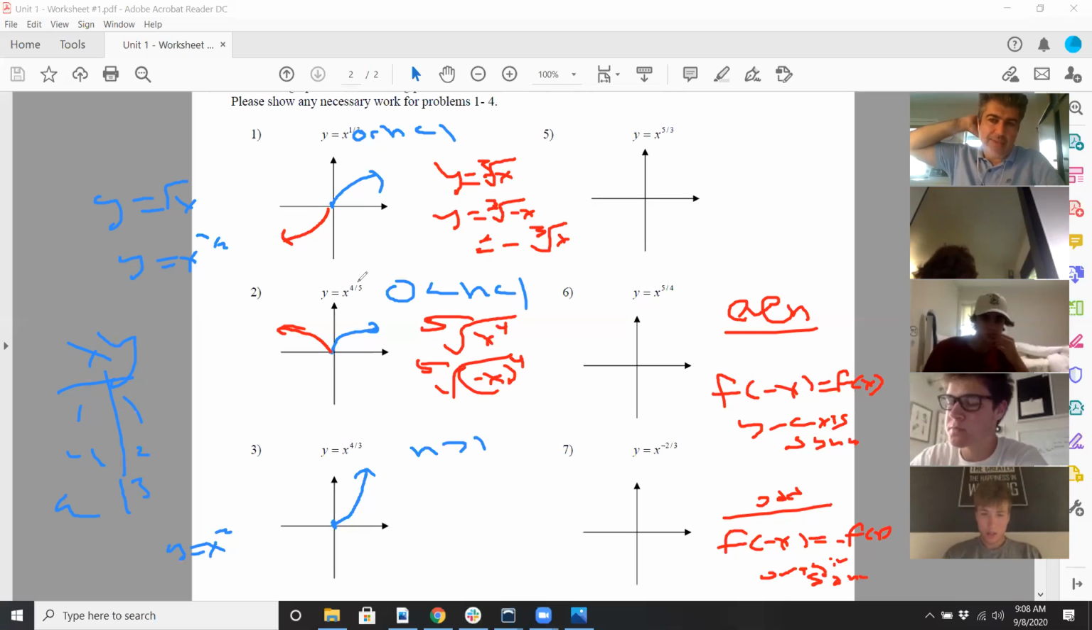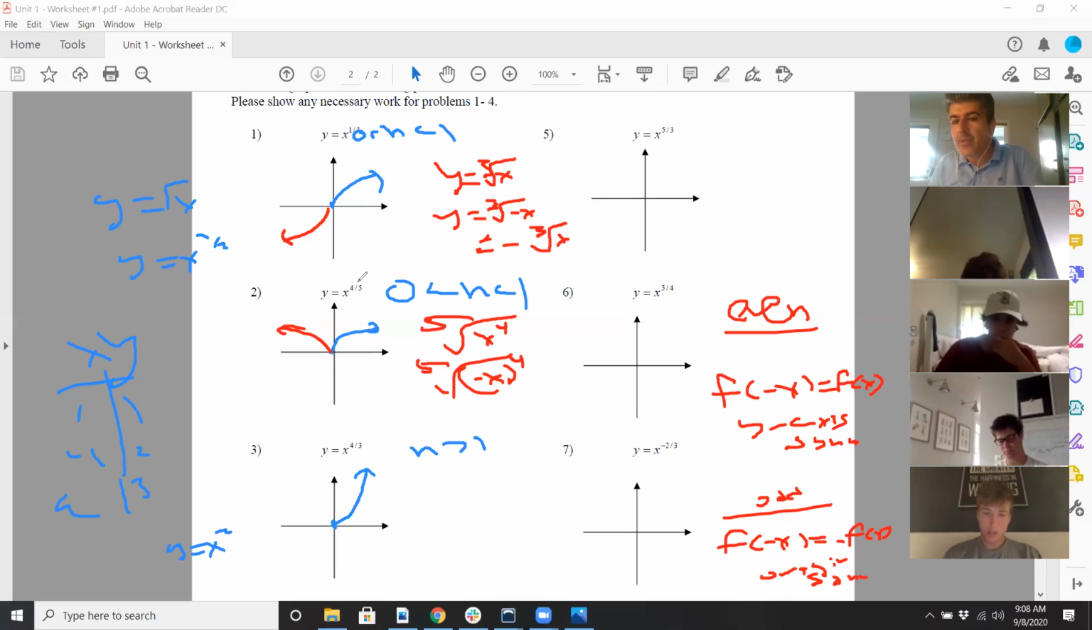I mean, you could generalize, I suppose. You could say, hey, if I have an odd denominator, my domain's going to be defined for x less than 0. Absolutely. And then once that happens, if I have an odd numerator, it's going to be odd, or if I have an even numerator, it's going to be even. Yes, you could generalize that.